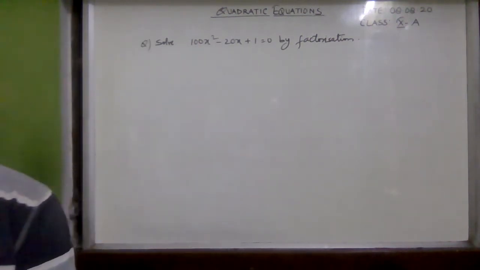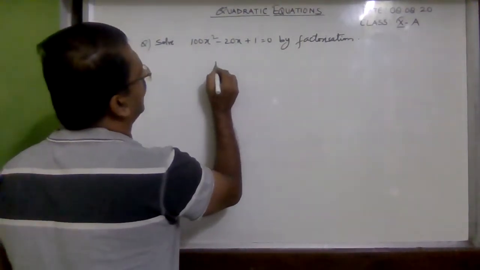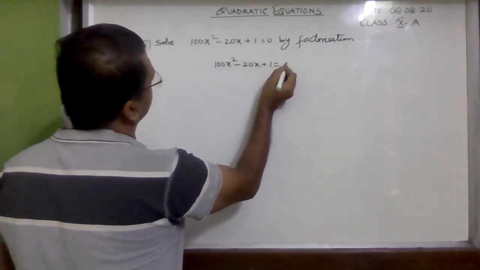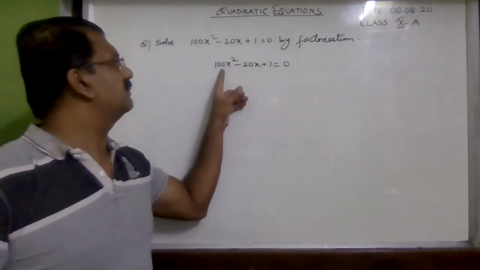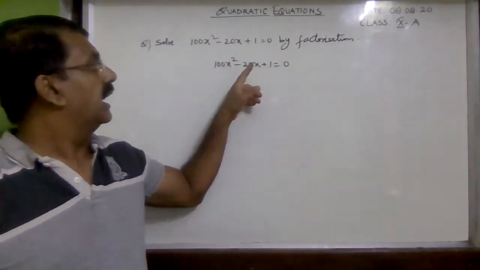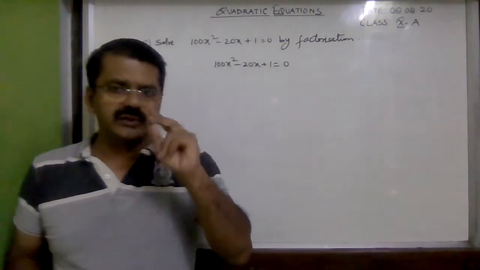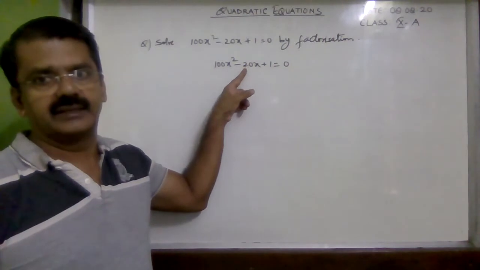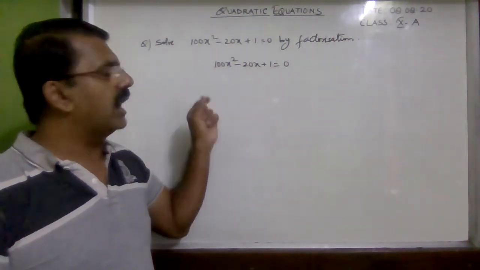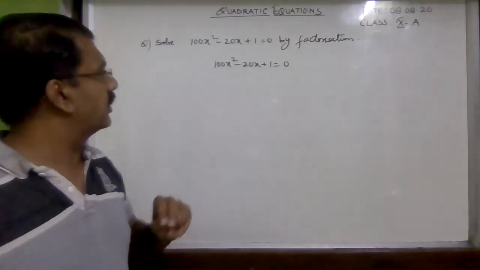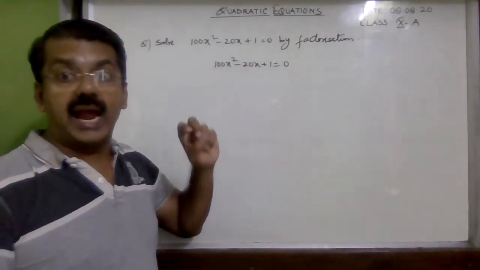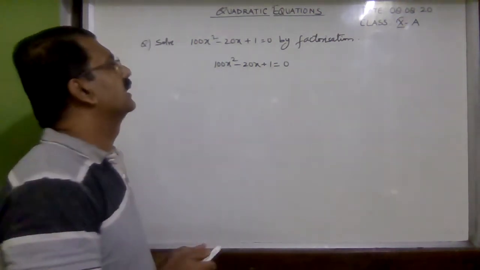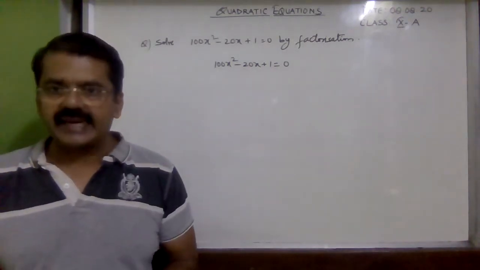Now what we do, it is 100x square minus 20x plus 1 is equal to 0. First of all, you multiply 100 and 1, that is 100 only. Now there is a positive sign, so you have to think of two numbers whose product is 100 and whose sum is 20. I repeat, you have to think of two numbers whose product is 100 and whose sum, why sum? Because there is a positive sign over here, so whose sum is 20. So the numbers are 10 and 10.